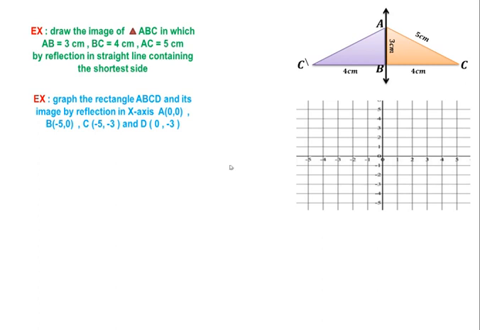Another example. Graph the rectangle ABCD and its image by reflection in x axis.